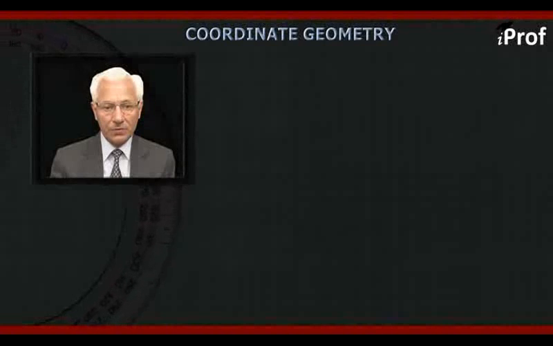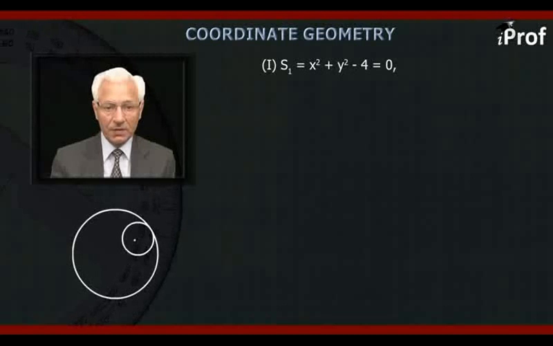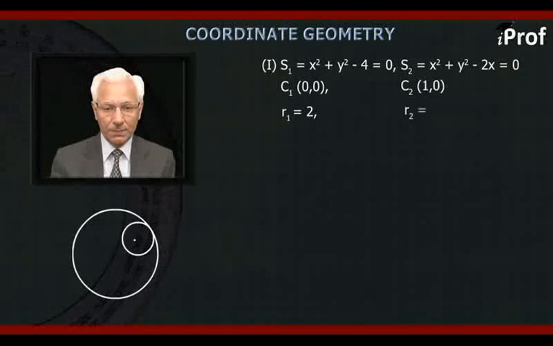Now, question number 1. S1 is represented by x squared plus y squared minus 4 equal to 0. Its center C1 is 0, 0 and radius R1 is equal to 2. S2 is represented by x squared plus y squared minus 2x equal to 0. C2, the center of the circle, is 1, 0 and radius is also 1.